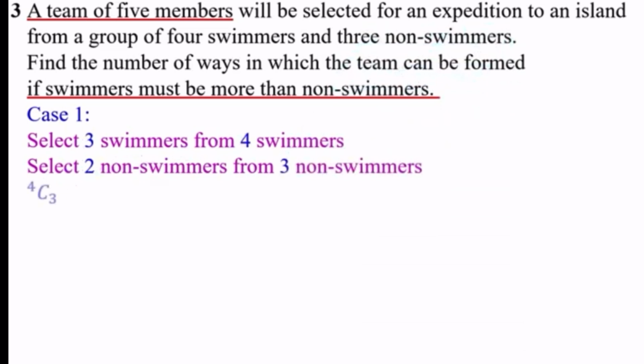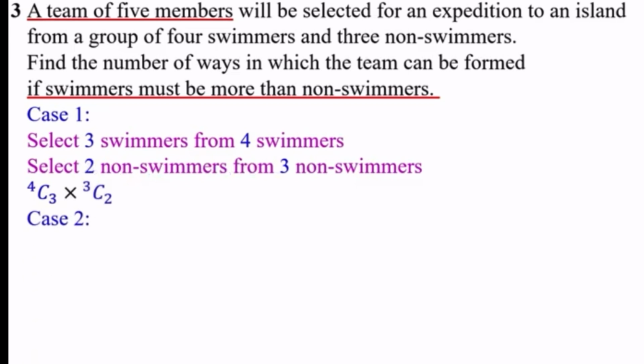3C2. So that means the first case, we have 4C3 multiplied by 3C2. This is the first combination that we think is possible.